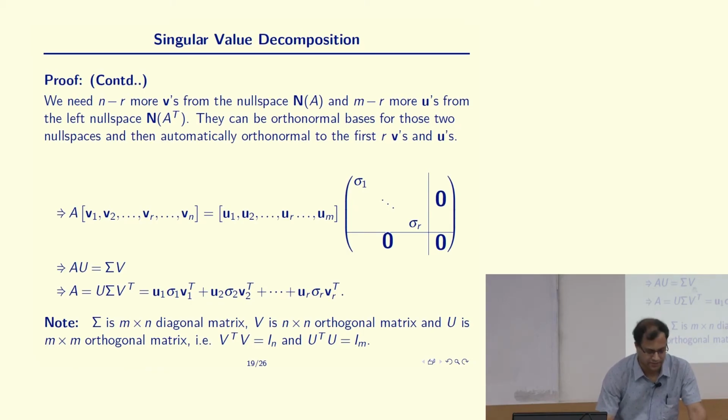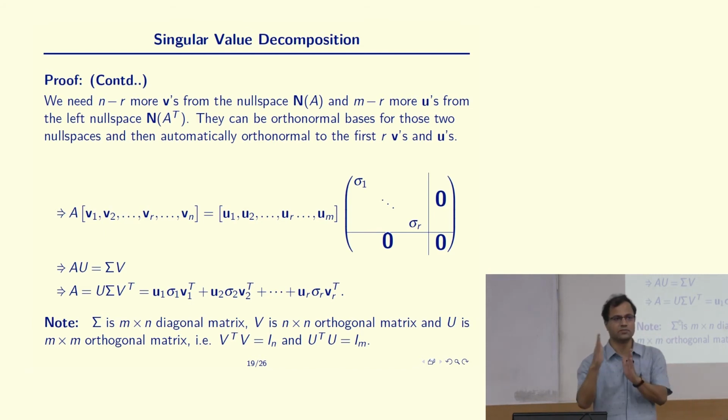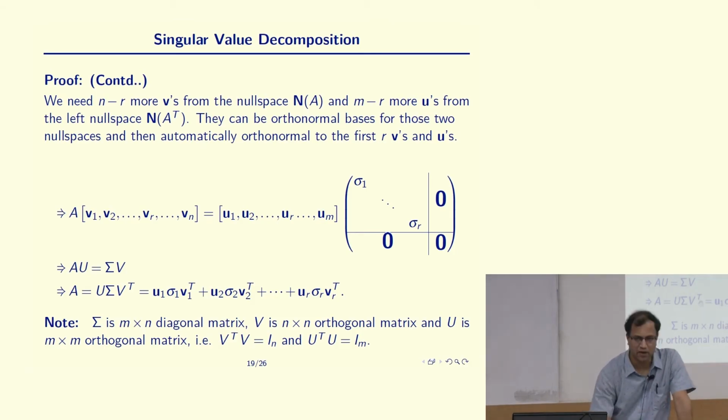So I just corrected. AV is equal to U sigma, and since this has orthonormal columns, this is the orthogonal matrix. We can take the transpose to write A equal to U sigma V transpose, and finally we can write this as U1 sigma 1 V1 transpose plus U2 sigma 2 V2 transpose, up to UR sigma R VR transpose.